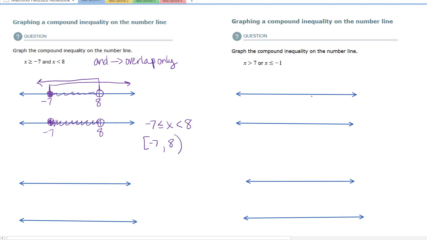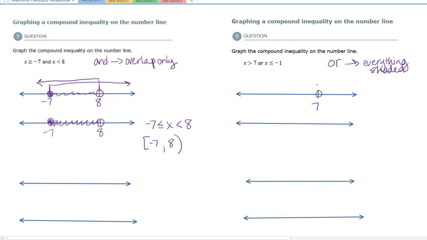Okay, so then let's jump over here and talk about OR for a second. OR is much more flexible, and OR is going to include a lot more of the number line than the AND. Basically, it's everything you shade. So everything shaded, not just the overlap. And so for this first one, we have x greater than 7. So open circle and then go to the right.